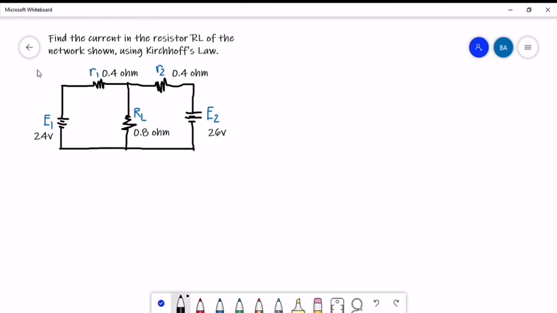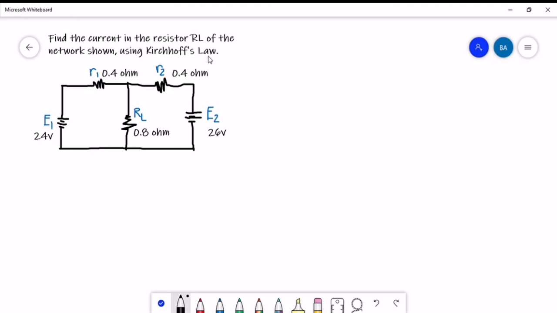Here, we have two voltage sources. Our first voltage source is 24 volts, and the second one is 26 volts. If we're going to use Kirchhoff's laws, we must know what the KCL, or Kirchhoff's current law, and the KVL, or Kirchhoff's voltage law, are.